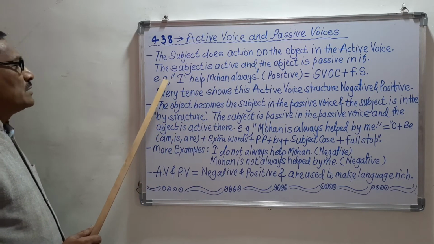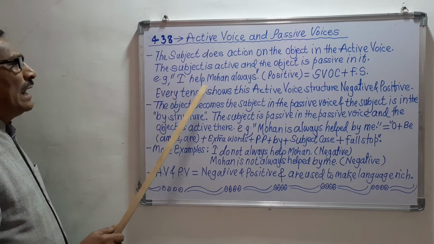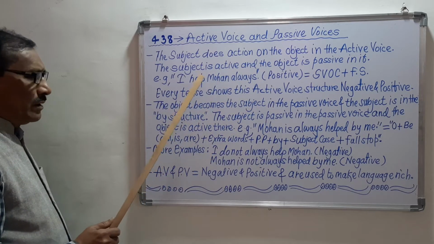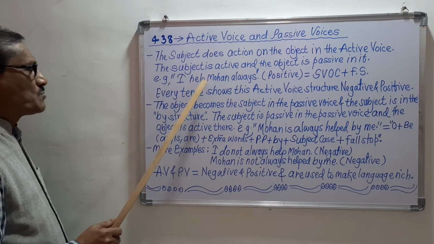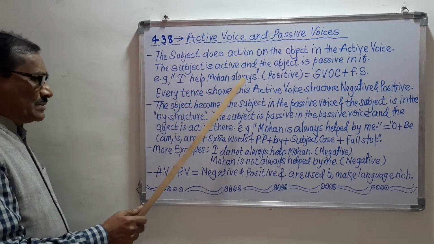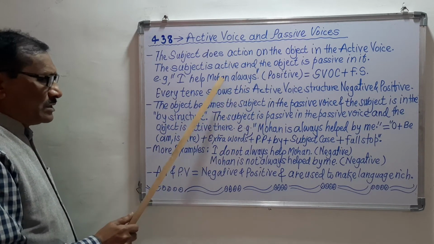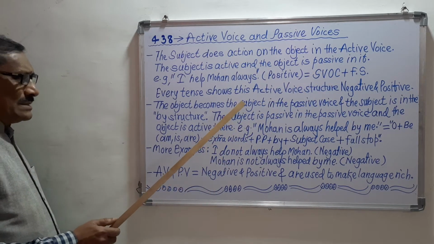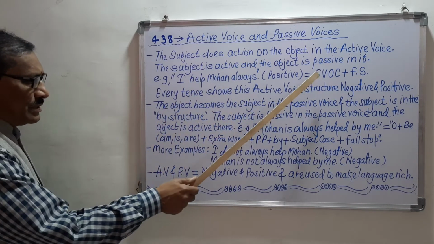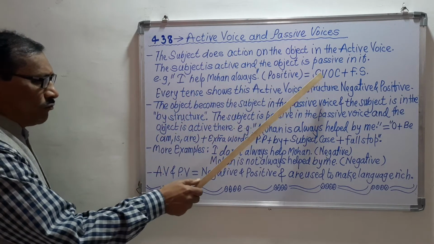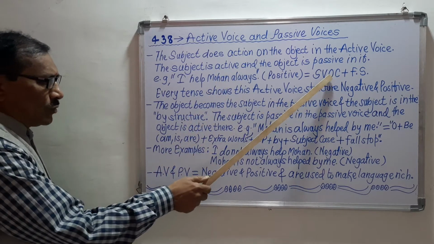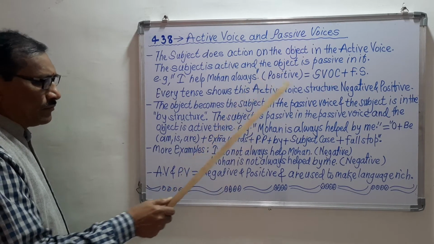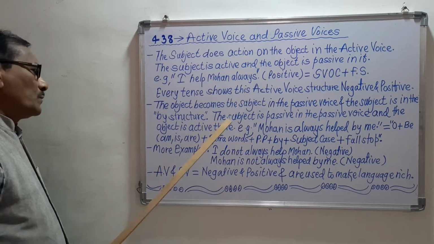Now see, this is the example. I help Mohan always. This is the positive sentence. The structure of this positive sentence is S+V+O+C plus full stop. It means that I is the subject, help is the verb, Mohan is the object, and always is the complement, and this is the full stop.